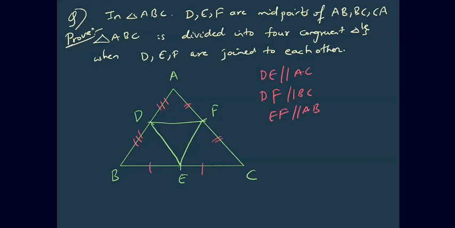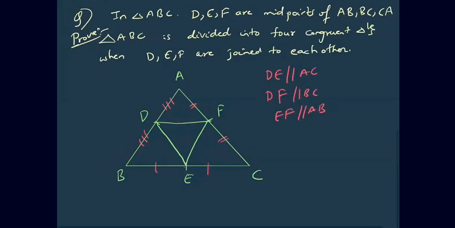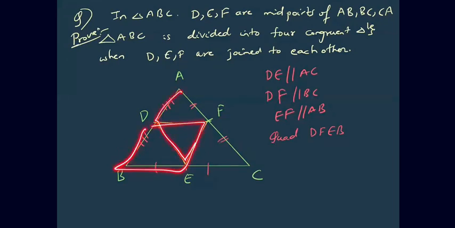Now if you look at this quadrilateral, DF is parallel to BC and EF is parallel to AB. So you can see that this quadrilateral is a parallelogram. So you can say that quadrilateral DFEB, this quadrilateral, and also this one, all these three are parallelograms.